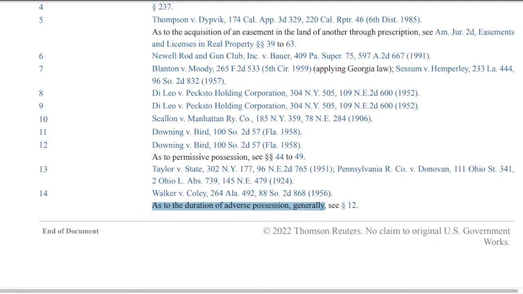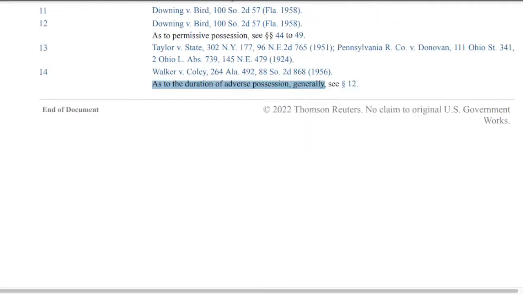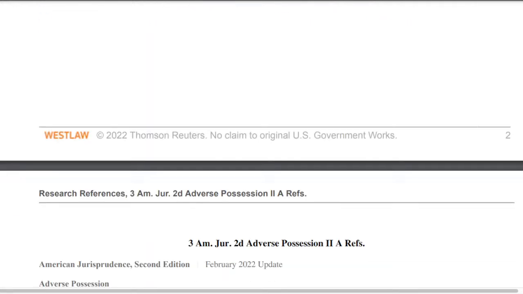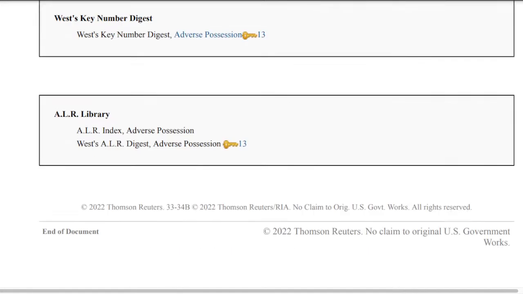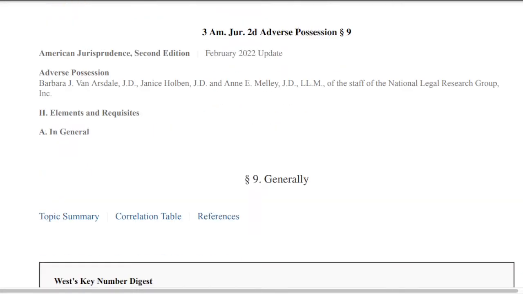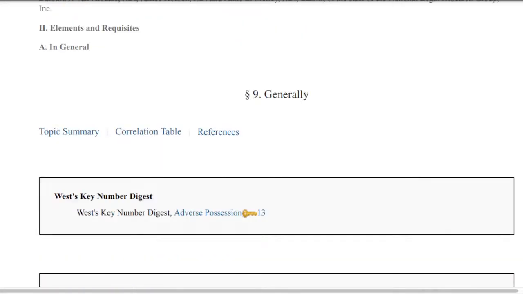All right, let's see how everything's going here. Looks like the stream is still pumping, and we're good to go. Let's keep moving. We're on to Section 9, generally.